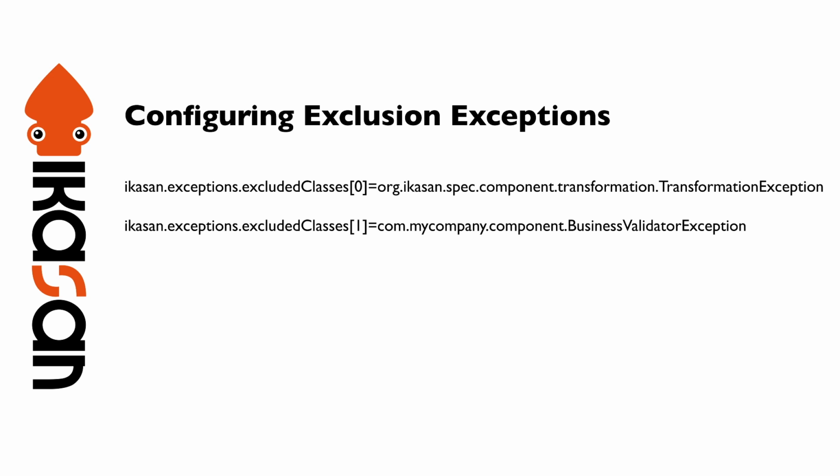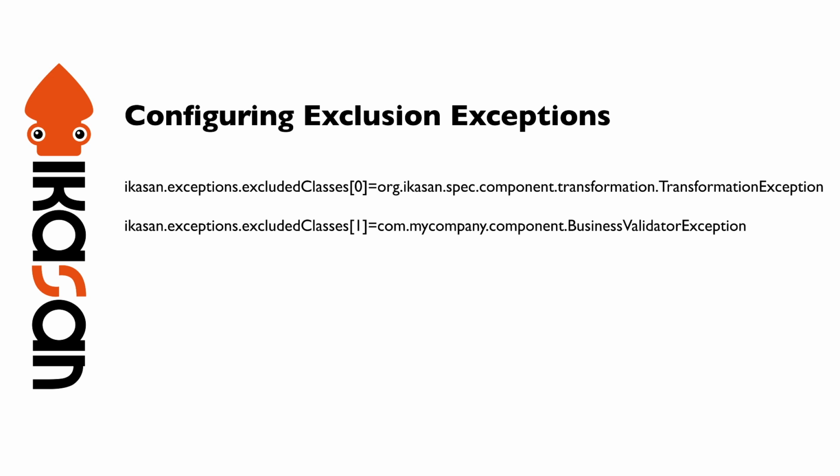So in order to configure an exception type that will be excluded, it's quite simple. We've got this particular configuration that we put in our Ikasan application.properties file. And it's once again a collection of excluded classes.